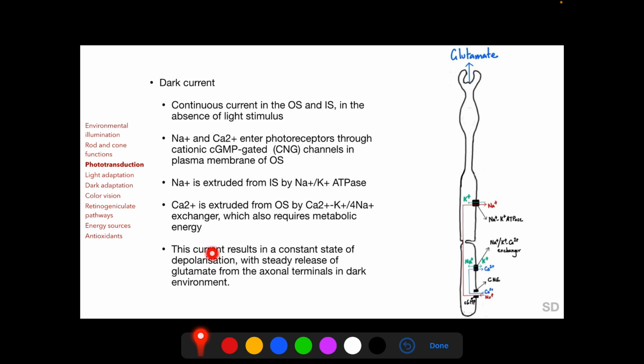This dark current thus results in a constant state of depolarization of the photoreceptor with steady release of glutamate from the synaptic terminals of the photoreceptors in the dark environment. So counterintuitively, the photoreceptor cell is electrochemically active in a dark environment in the absence of a light stimulus.